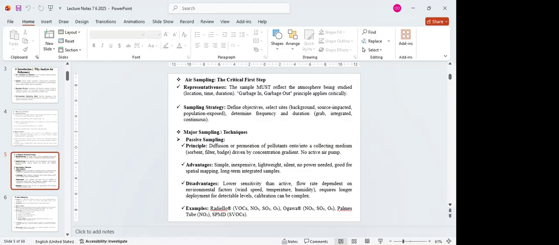But it has disadvantages: its sensitivity is lower and it's not very active. The flow rate is dependent on experimental factors, like wind speed, the temperature, the humidity.